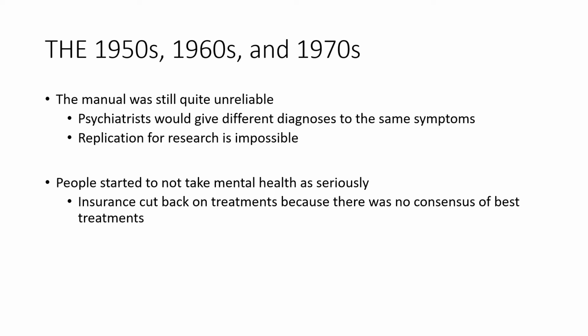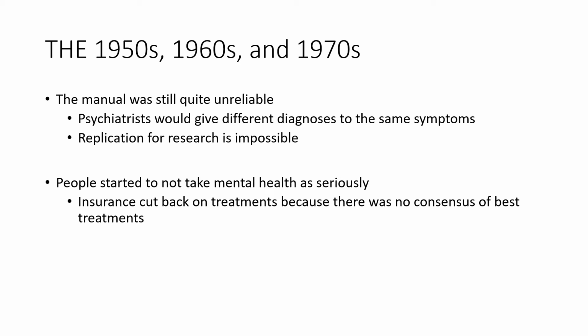If they're using one book and they're all interpreting it in different ways, that means that book really is not reliable, right? Because everyone's on a different diagnosis, so that doesn't really help. Replication for research is impossible because of that also, because it's not dependable. People started to not take mental health as seriously. Insurance cut back on treatments because there was no consensus of best treatment.